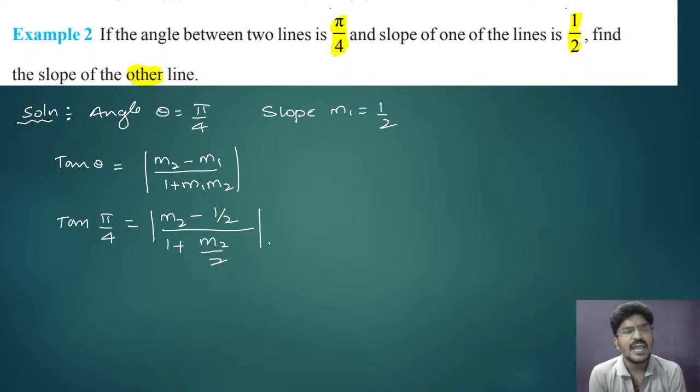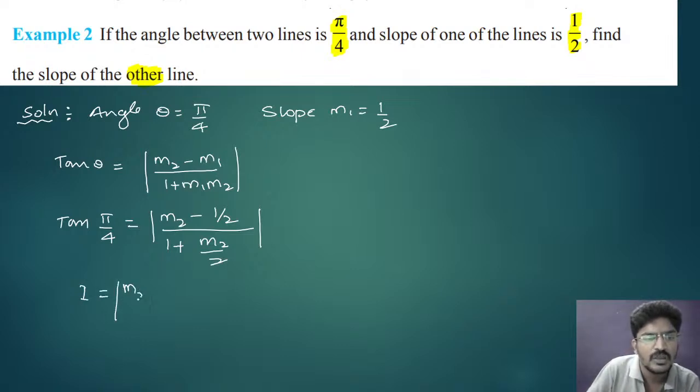So now the angle between the two lines is pi by 4. We have to find the slope of the other line using this. Quickly tell me, what is tan pi by 4? Very good. Tan pi by 4 is 1. So 1 equals the modulus of (m2 minus 1 by 2) divided by (1 plus m2 divided by 2).